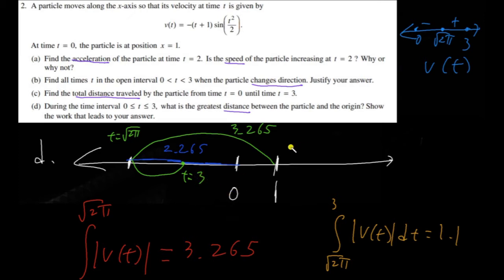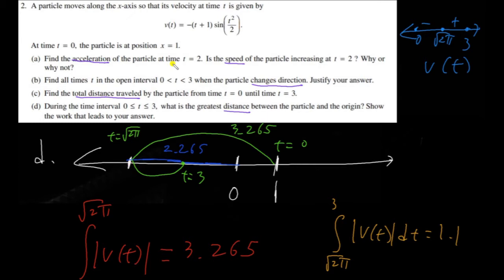Okay, so we started here at t equals 0. We went all the way here at t equals square root of 2 pi. We went back at t equals 3. So it's clear that since this is the part where it changed direction, and t equals 3, this is not farther away from the origin than this is. It's pretty clear from our diagram here that this is the time where the particle is farthest from the origin.